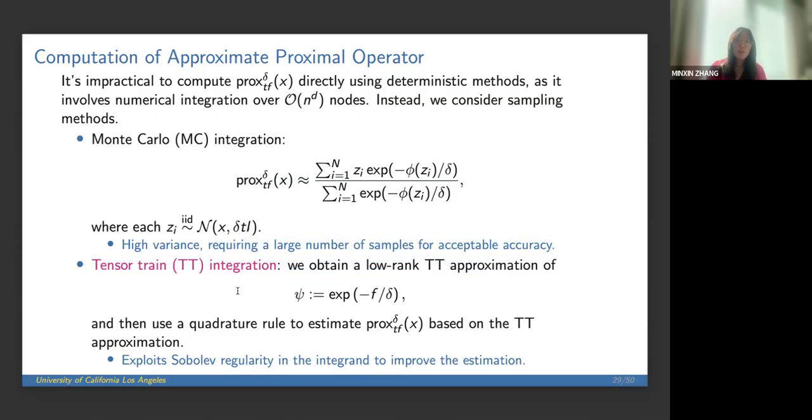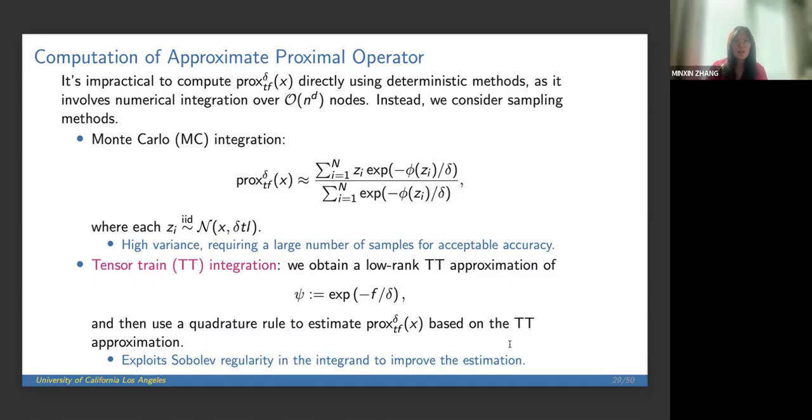The new approach we propose here is called tensor-train integration. The idea is that we first construct a low-rank tensor-train, or TT, approximation of this function psi here, which is a transformation of the original function f. Then we just use a standard quadrature rule to estimate the proximal operator based on this TT approximation. The benefit of this new approach is that it does not suffer from high variance, mainly because it exploits the regularity in this integrand to improve the estimation.